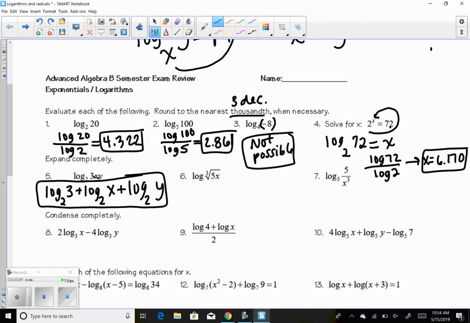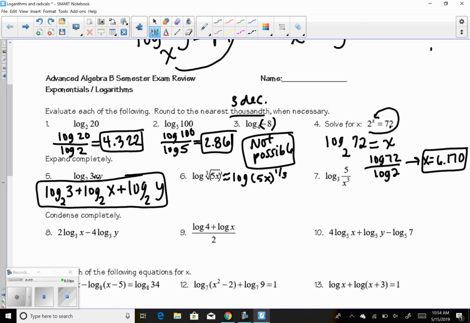Okay. All right, so number 6, that's a cube root right there. If you guys remember way back to Advanced Algebra Part A, with the rational exponents, this is understood to be 5x to the first power. I could rewrite this as log of 5x to the 1/3 power. Do you guys remember that? There's an understood 1 here for all of that, and I can rewrite this as a 1/3 power.